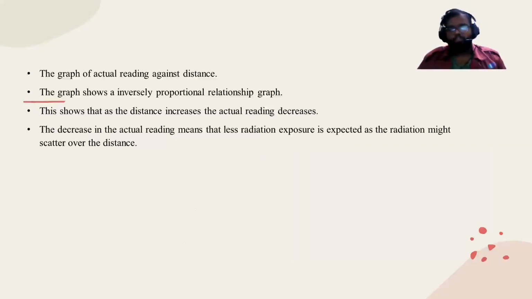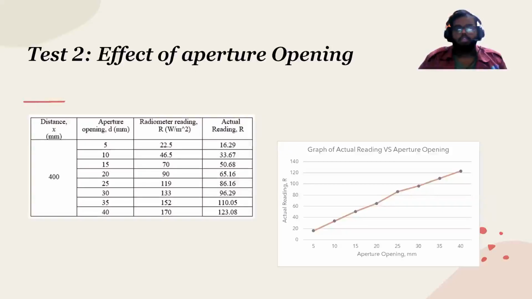This is the graph of the actual reading against distance. The graph shows an inversely proportional relationship. This shows that as the distance increases, the actual reading decreases proportionally. The decrease in the actual reading means that less radiation exposure is expected, as the radiation might scatter over the distance. Next, the effects of aperture opening.